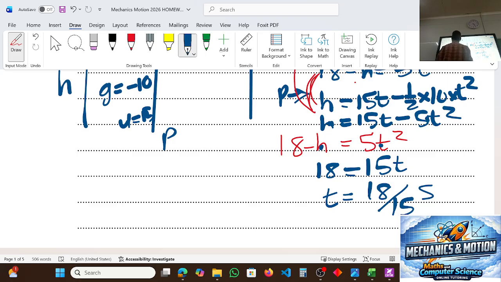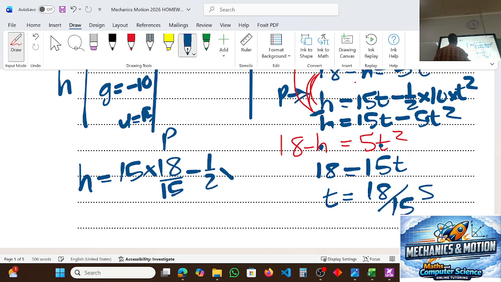So I've got my time. And with my time, what can I do? I think it can help me to find h. How do I find h? I'm going to take advantage of this equation because it's the one which gives me the height above the ground. So I'm going to rewrite it as h equal to 15 multiplied by our time, 18 over 15, minus half multiplied by 10 multiplied by 18 over 15, all this squared. And when I simplify, these are going to cancel.